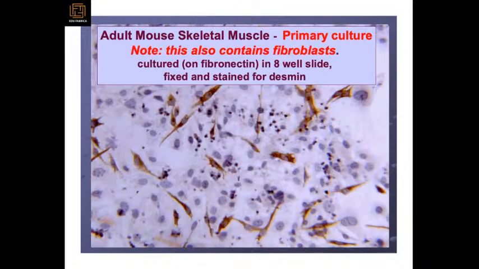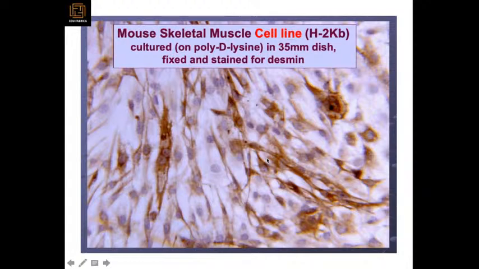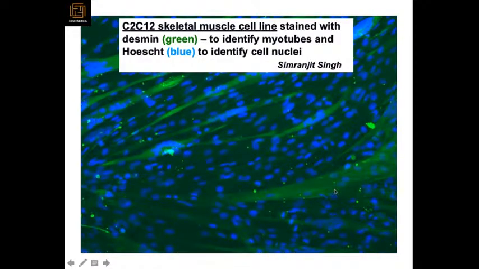So these are some adult skeletal muscle primary cultures containing fibroblasts, and we maintain them in the 8-well slide, fixed and stained for desmin protein. And this is the skeletal muscle cell line H2KB, cultured on poly-D-lysine in 35 millimeter dishes and again stained for desmin. And here you can see the blue one as the Hoechst, which means the nucleus, and green is the desmin. So C2C12 skeletal muscle cells, very nicely shown.